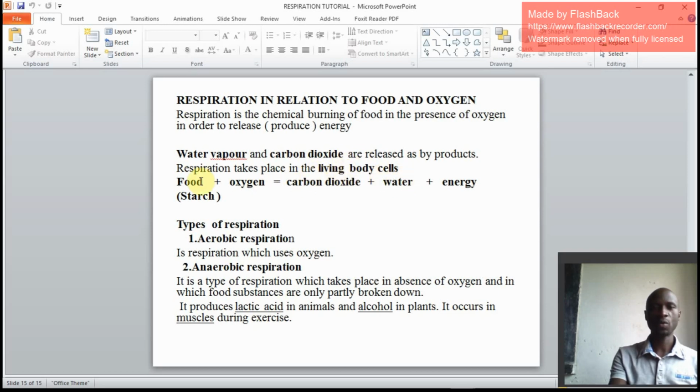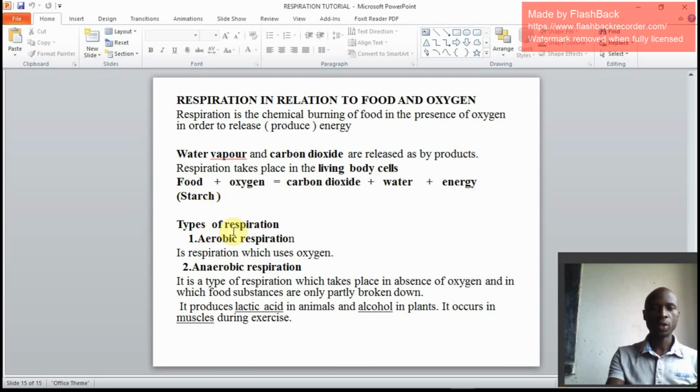Then we have, this is the summary, we have food. When we add the oxygen, we say we have oxidized food. Oxidation has occurred. When oxidation occurs, we shall see the body generating carbon dioxide, water vapor, and energy at the end. So energy will help us to perform different tasks.